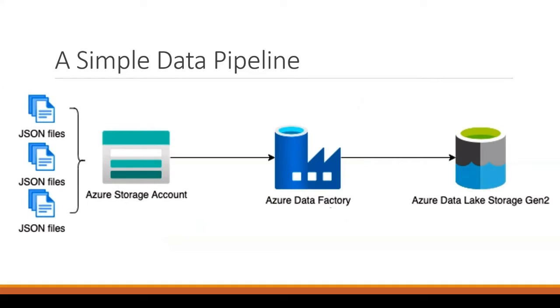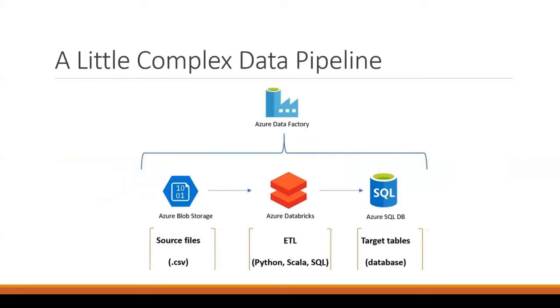This is a simple data pipeline which is created by a data engineer. What it does, we have created an Azure Data Factory pipeline which copies the data from an Azure storage account to Azure Data Lake Storage Gen 2. This is an example we are going to see in the demo also. This is the simplest work done by any data pipeline. It will copy data from source to destination. Then there can be a little more complex pipeline where you need to transform or process the data in between.